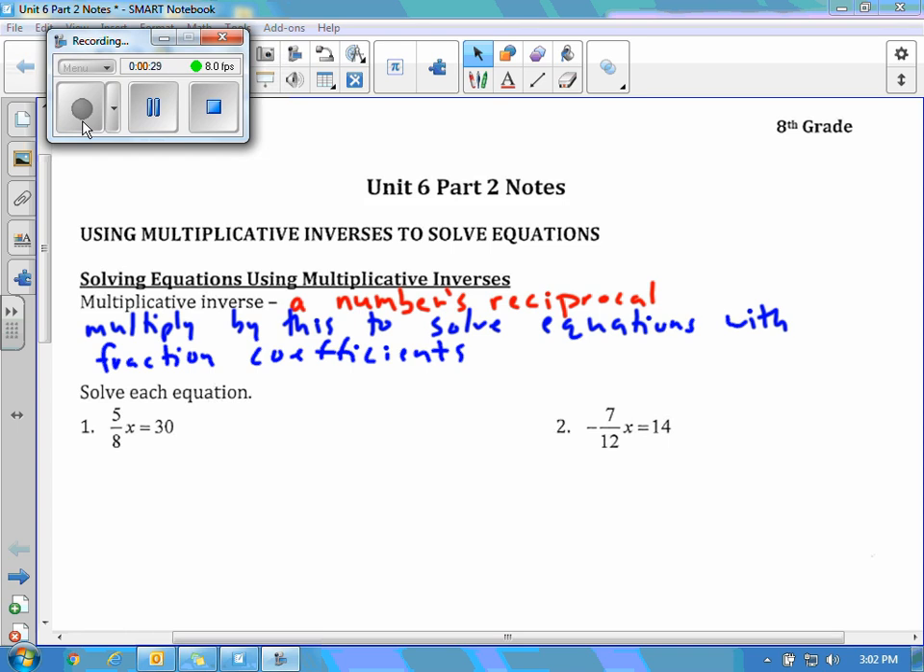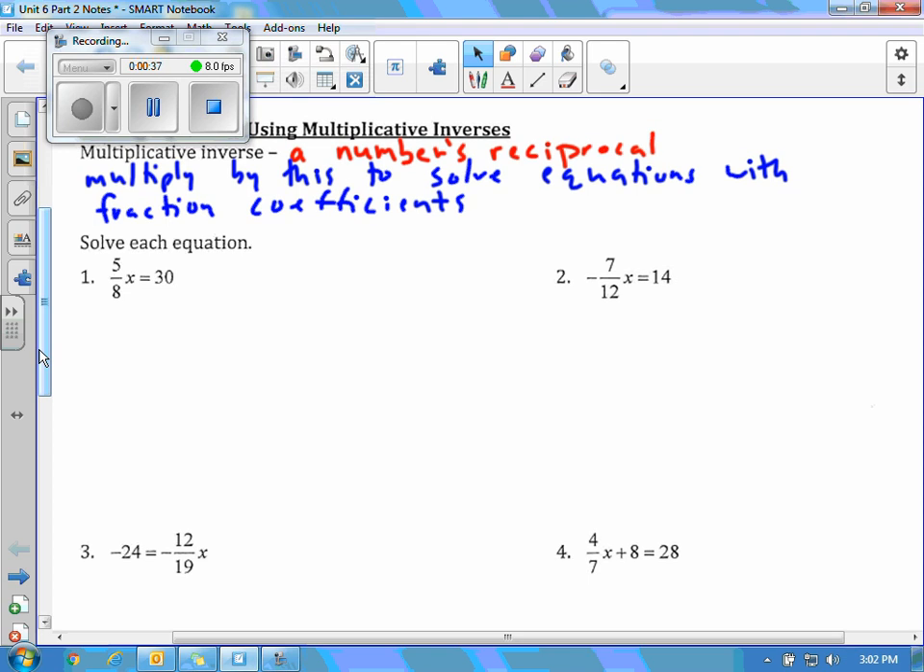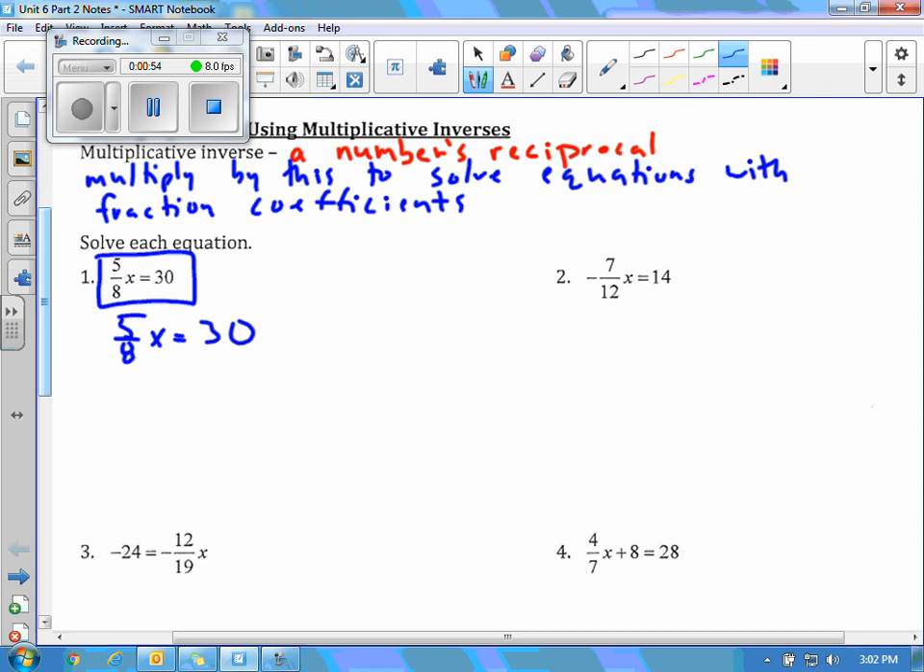If you look at your directions on the first section, you solve each equation, and each one will contain a fraction somewhere. First thing we're going to do, same as always when we solve equations, is box and rewrite. Please make sure you're showing all these steps. So I'm going to rewrite this 5 over 8x equals 30. On the left side, I have a fraction coefficient, a fraction in front of the variable. So we're going to use the multiplicative inverse to solve, or basically the number's reciprocal. I'm going to take the reciprocal of the coefficient.